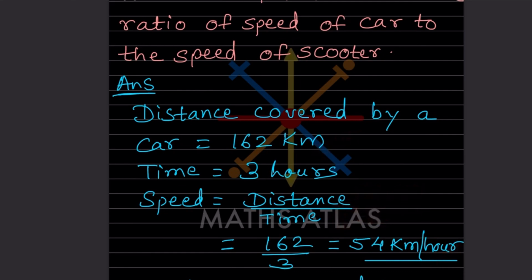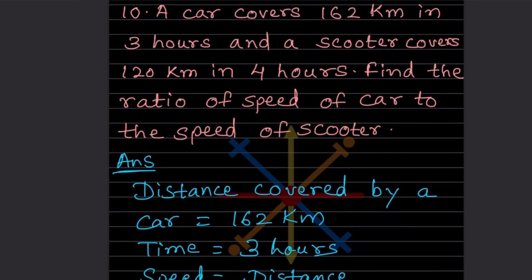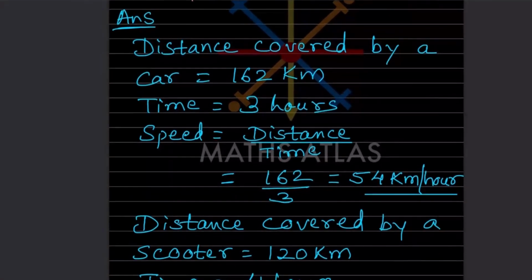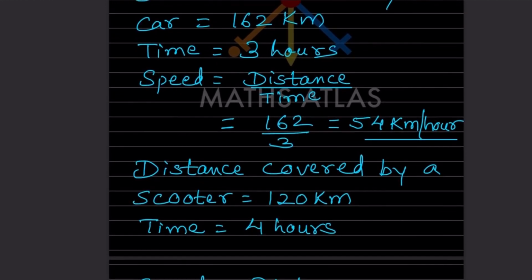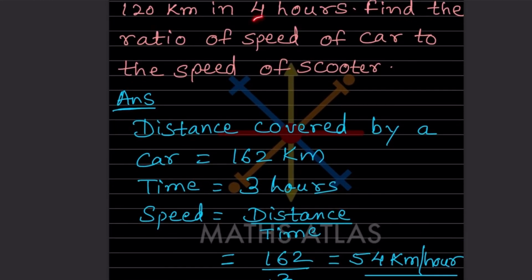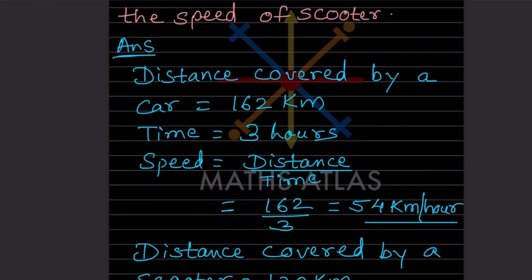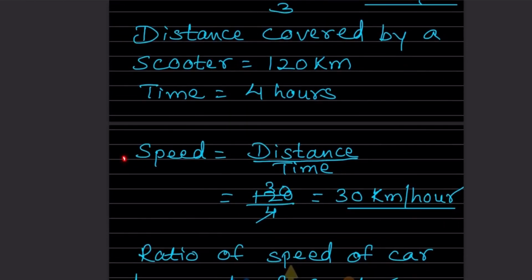Okay. Now look at the next, the scooter. We have to see the distance covered by the scooter, that is 120 kilometer, and the time is given as 4 hours. Same thing, you are going to use the same formula. Speed is equal to distance by time. So here 120 divided by 4, which comes out to 30 kilometer per hour.